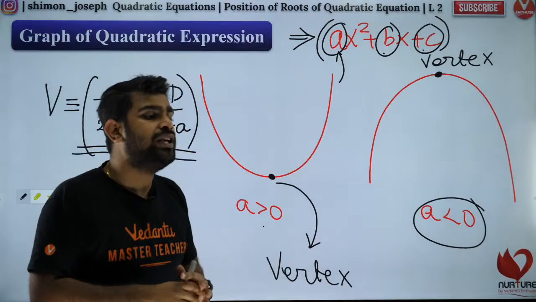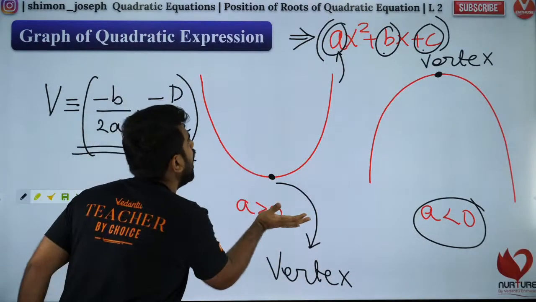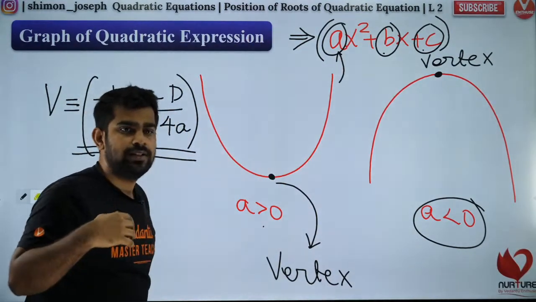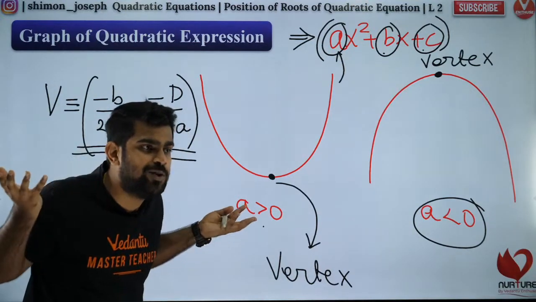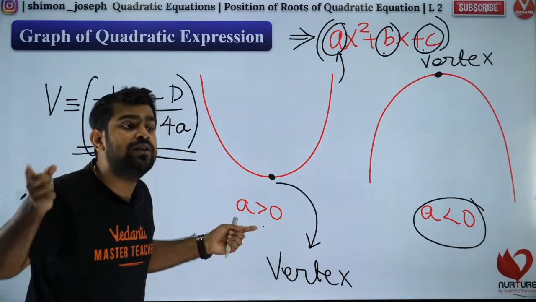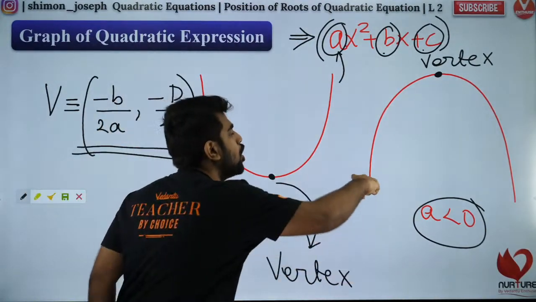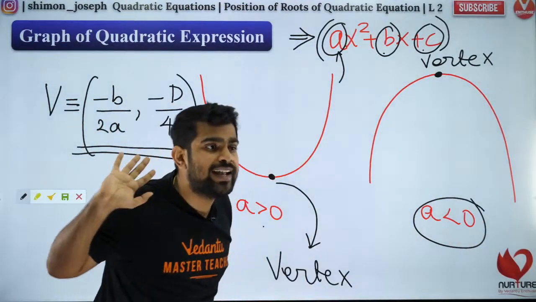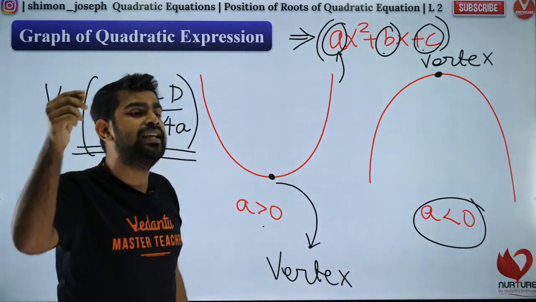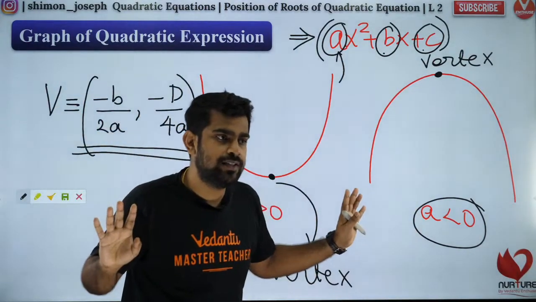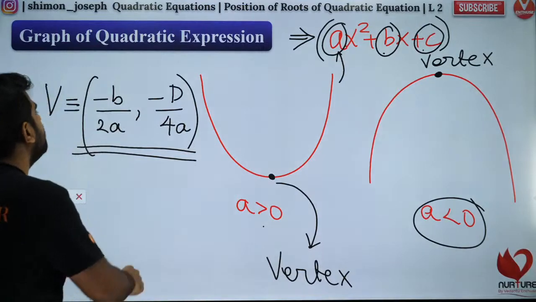I am just telling you, if A is positive, you draw an upward opening parabola. Do I know A is positive? No, I don't know. But I'm telling you, if A is positive, draw it like this. If A is negative, draw it upside down. That's all I can tell. So that is the detail we get from A. Got it? Now, what is the vertex?